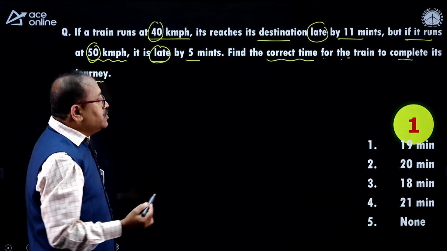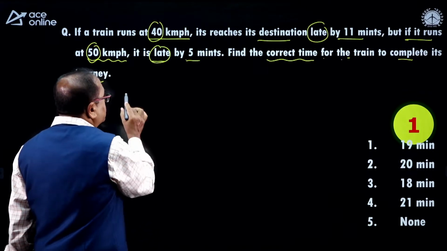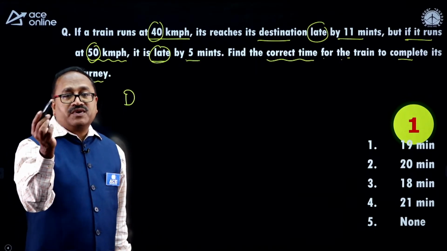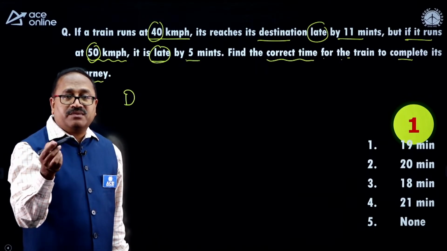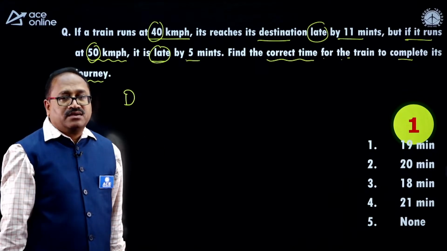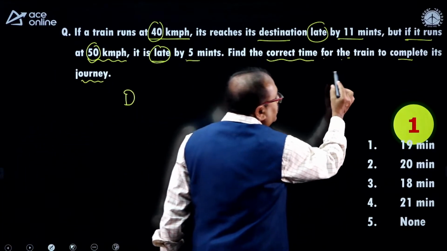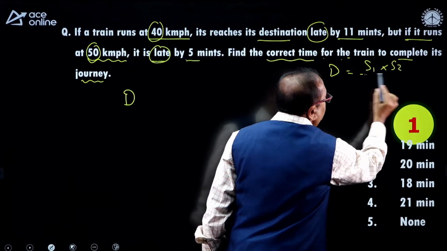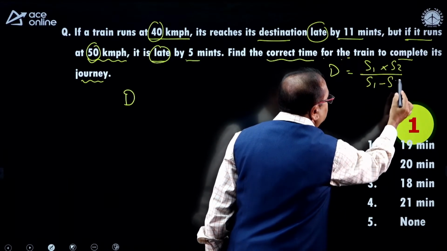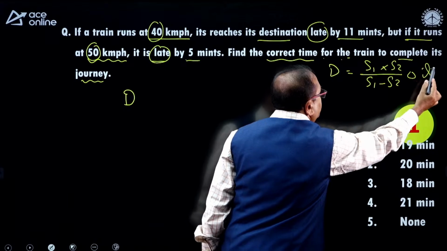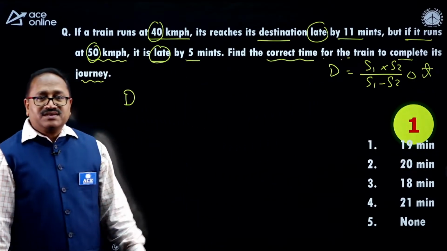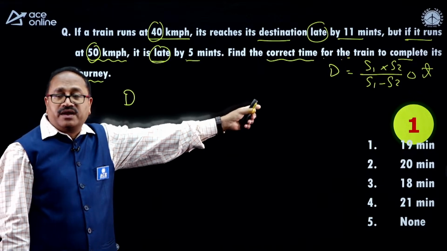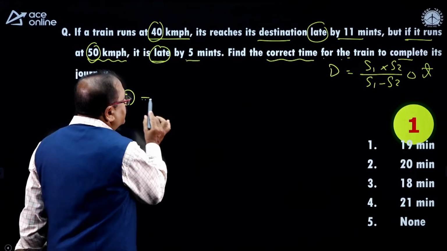For the train to complete the journey, find the correct time. Okay, so we know how to find the distance. There is a small formula, that is S1 into S2 by S1 minus S2, and I am applying that formula here. The distance is equal to S1 into S2 by S1 minus S2 times delta t, the difference of time. So let us apply that formula and find out the distance.